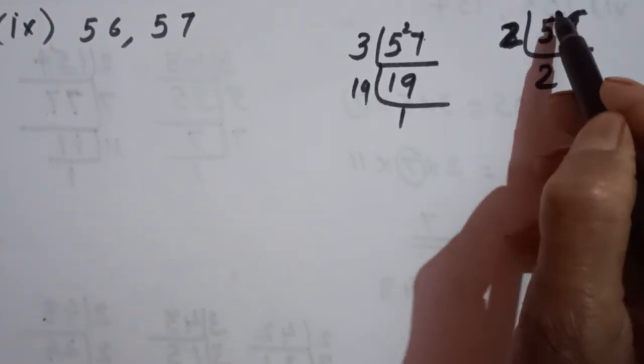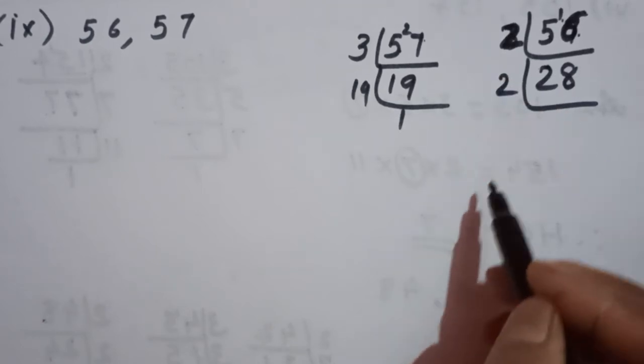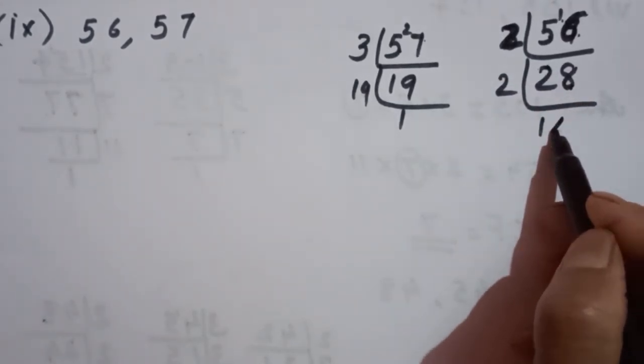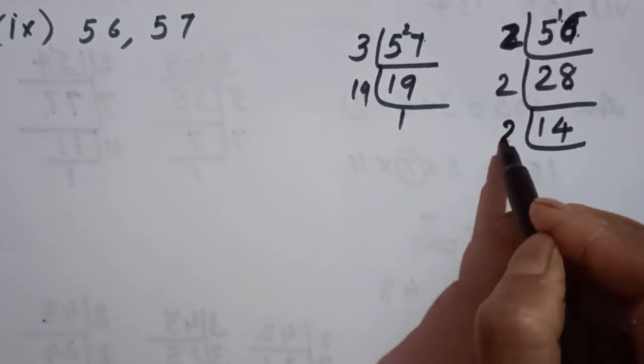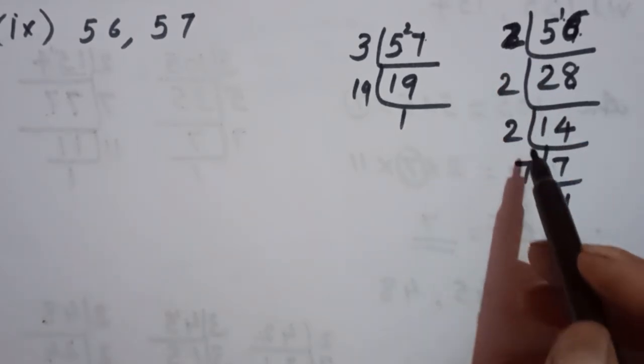2 2s are 4 and 1 remains, 16. 2 8s are 16. And then again 2. 2 1s are 2. 2 4s are 8. And 2 7s are 14 and 7 1s are 7. So 2 into 2 into 2 into 7.